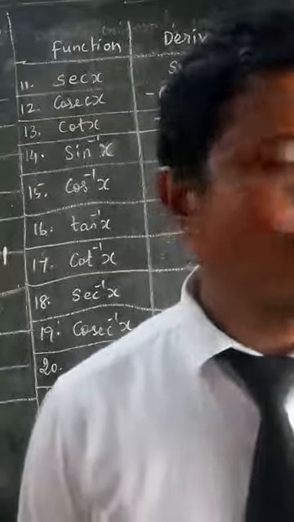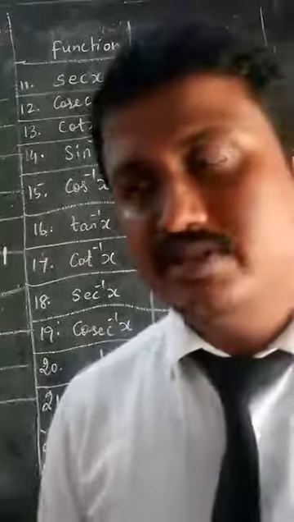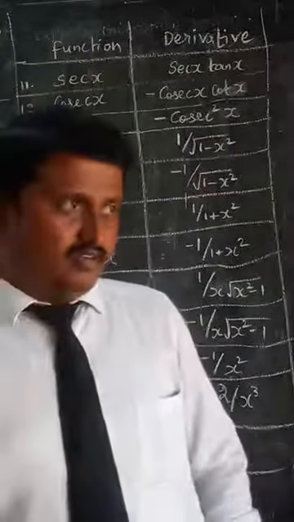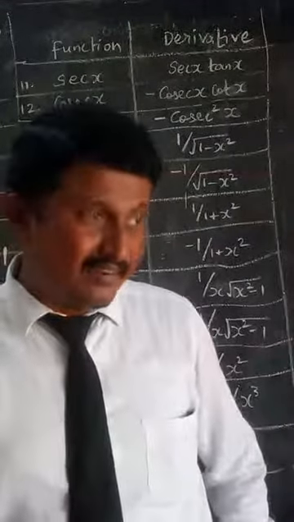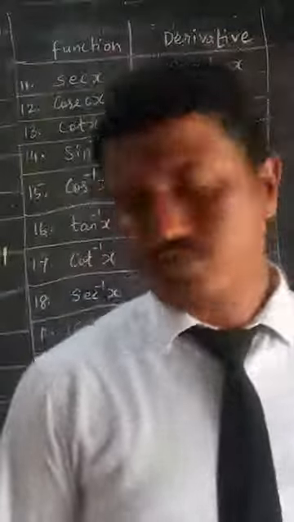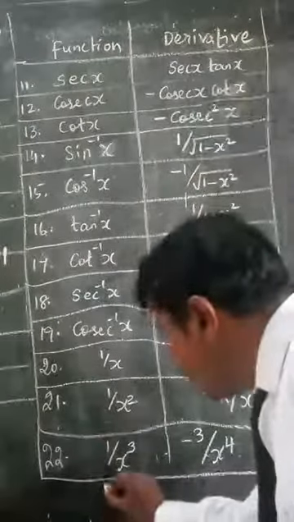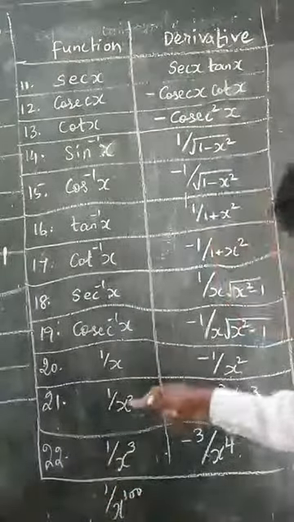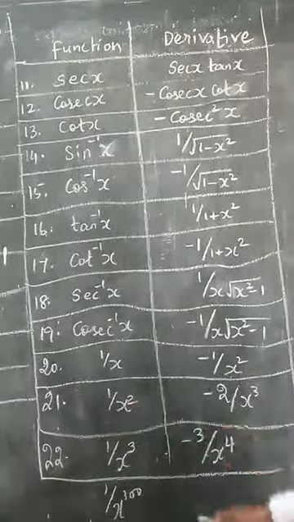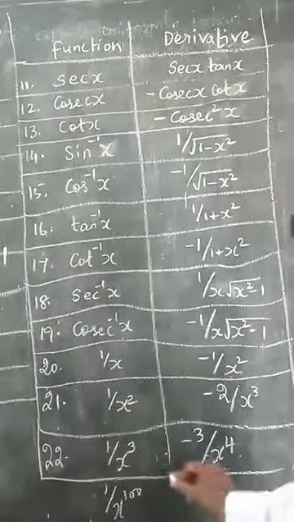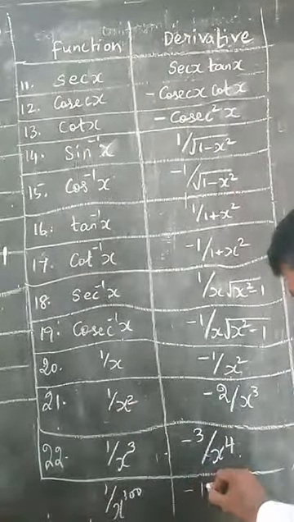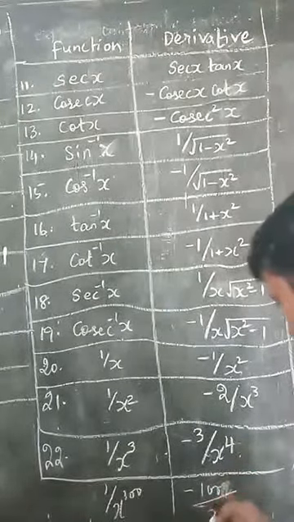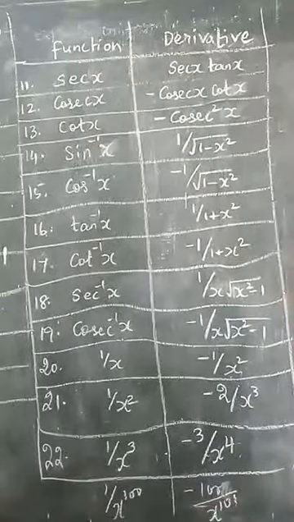Is it right? 1 by x power 100. What is the differentiation answer? Minus 100 by x to the power of 101. For example, I will write here: 1 by x to the power of 100. I want the answer for this. Comparing relatively, can you tell the answer? The answer is minus 100 by x to the power of 101.